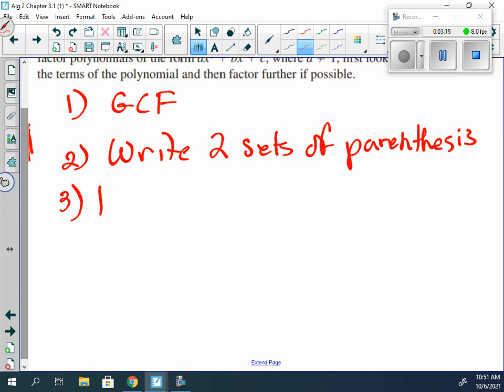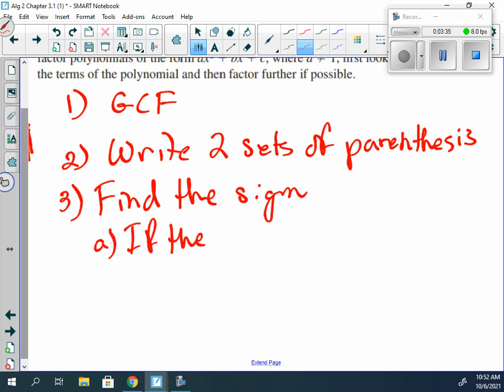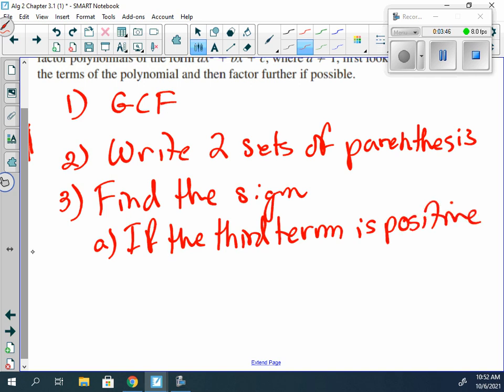Now, step 3 is going to be to find the sign. And it's going to be the sign inside the parentheses. And this will make sense, especially when we start working through each of these steps. Now, when we find the sign, one, if the third term is positive, then the signs are the same and they match the sign of the middle term.